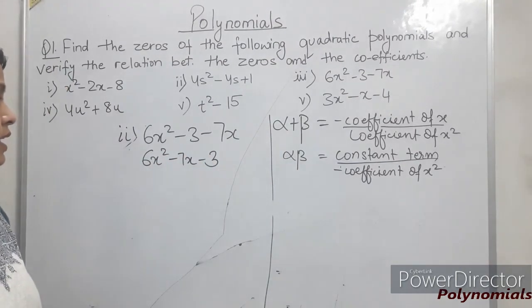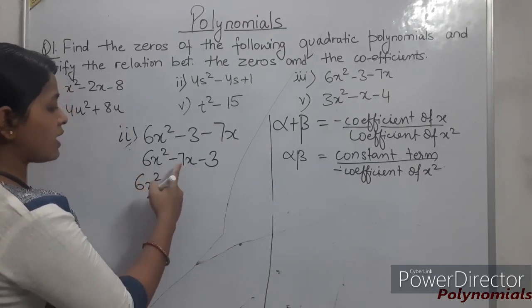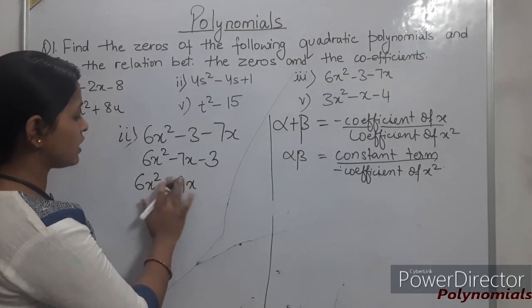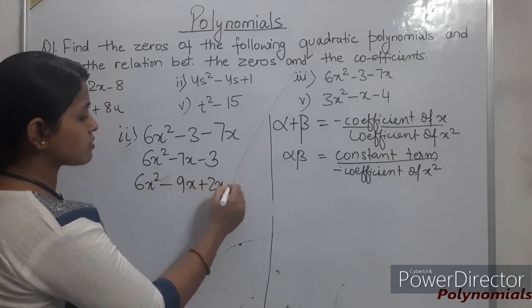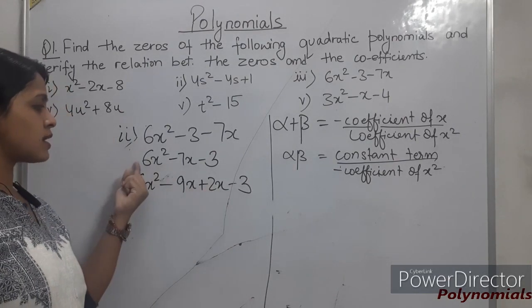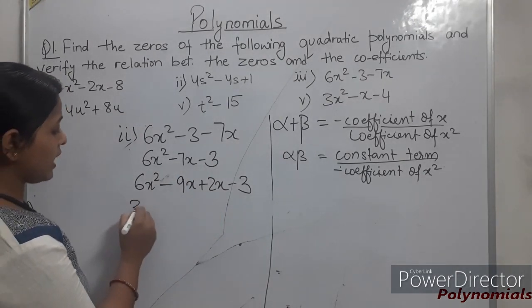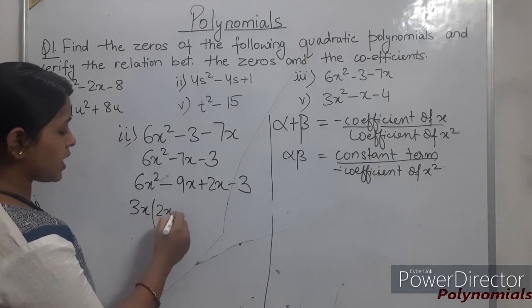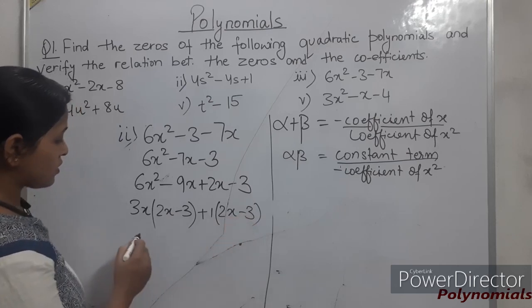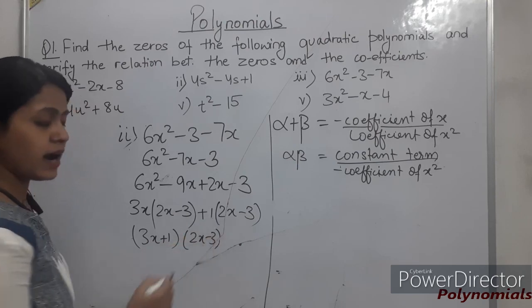हम इसे इस तरह से लिख सकते हैं सीक्वेंस में, करेक्ट फॉर्म में. Now then we can write it like 6x square, and when we split minus 7x, what we get? Minus 9x plus 2x minus 3. We can write it like this. Okay, why have I written minus 9 plus 2? Because 6 into 3 is 18, and again 9 into 2 is equal to 18. Now see, when we take out 3x as common, we get 2x minus 3 in bracket, and here plus 1, again 2x minus 3. So 3x plus 1 and 2x minus 3 are our required solution.